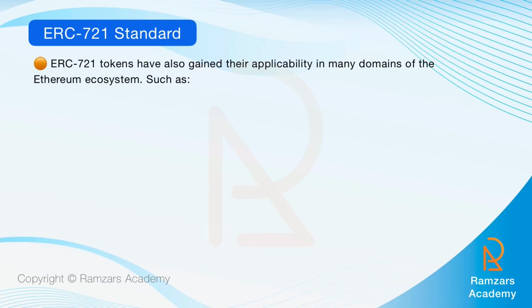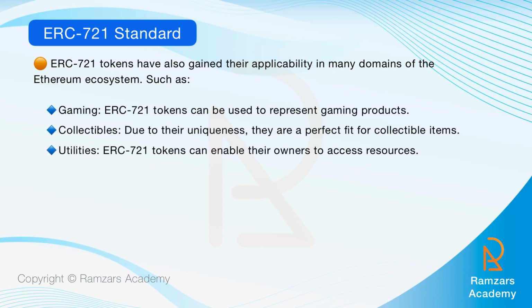ERC721 tokens have also gained their applicability in many domains of the Ethereum ecosystem. Let's discuss some of the domains now. The first domain where ERC721 is heavily used is gaming. ERC721 tokens can be used to represent characters, accessories and in-game products. NFTs can allow users to own in-game products like power-up, in-game user customization, or any other utility and also allow them to transfer it.